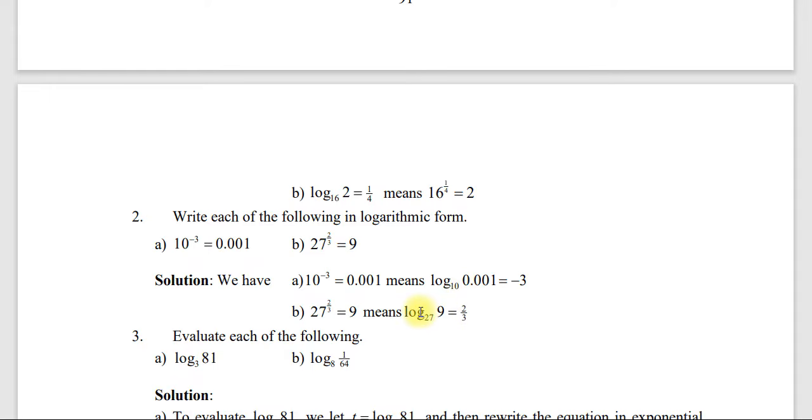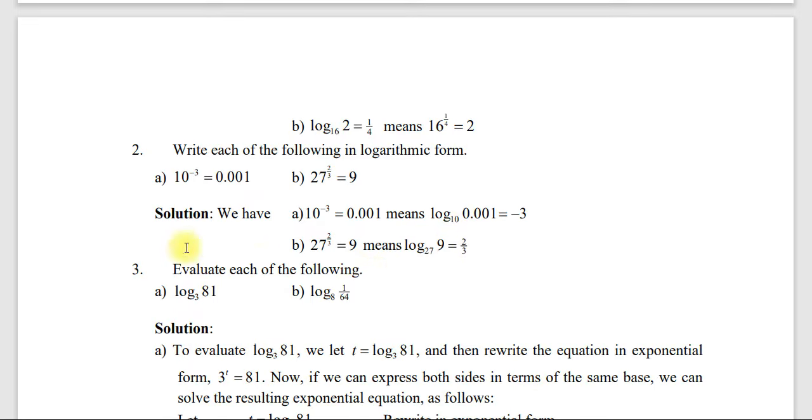Evaluate each of the following. Log 81 in base 3, how much is it? Log 1/64 in base 8, how much is it? Let log 81 in base 3 be x, so 3 the power of x which is equal to 81, then we can find the value of x. Here, log 1/64 in base 8 which is equal to y, so 8 the power of y which is equal to 1/64, and we can find the value of y.